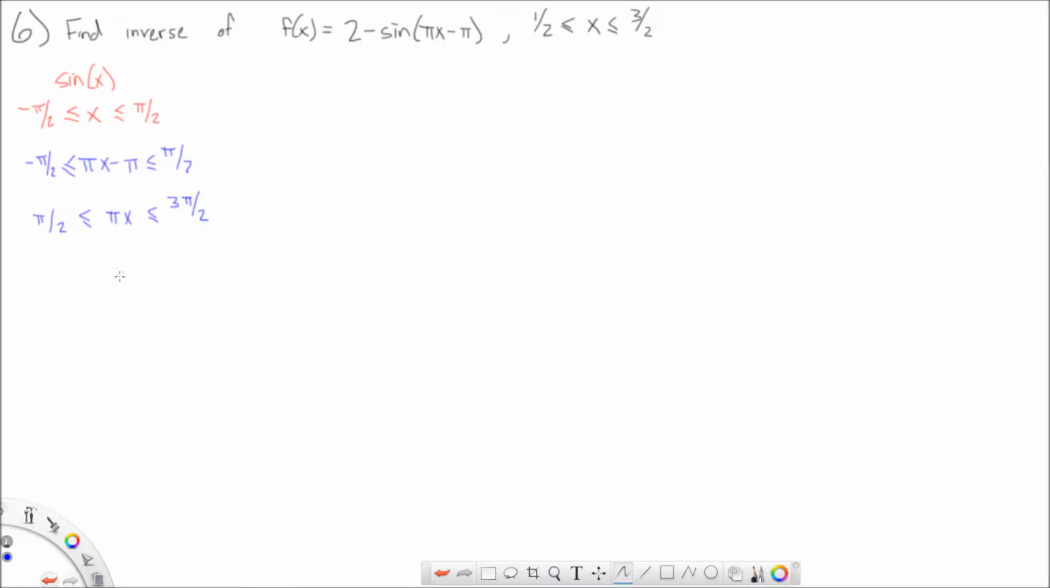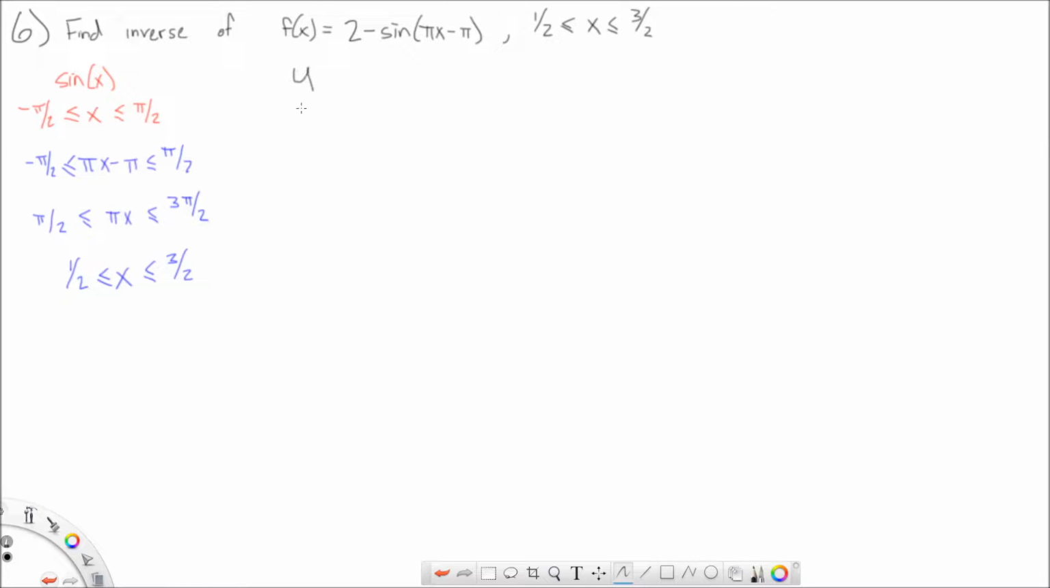And now the last thing, we're trying to solve for x, so we're going to divide all sides by pi. Well, that just cancels out with the pi here and we get 1/2. Same thing happens over here, the pi gets canceled out and we get 3 halves. So if we want sine of pi x minus pi to be 1 to 1, we squeeze it in this range between 1/2 and 3 halves, which is exactly what we're doing up here. So we know now that this function f of x is going to be 1 to 1, so now we can find its inverse.